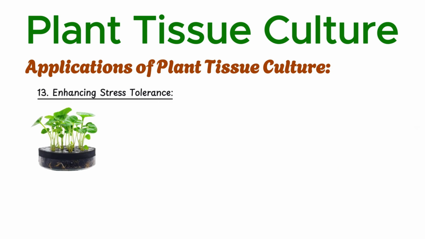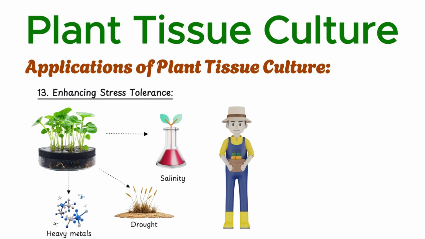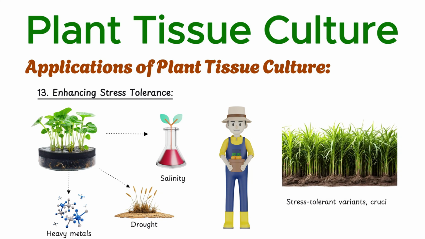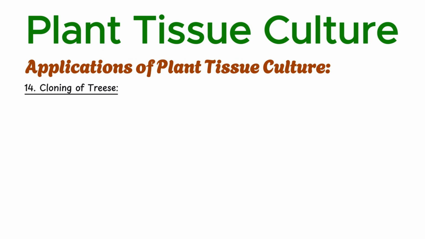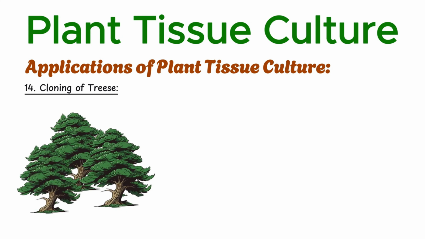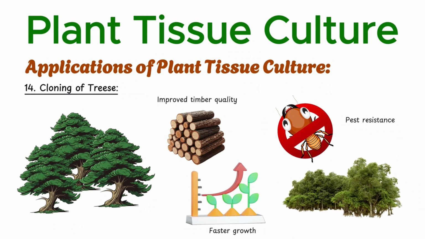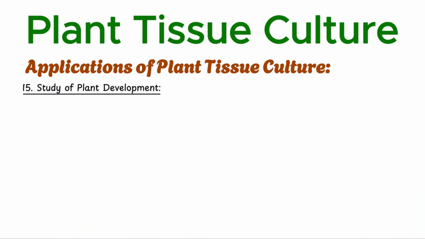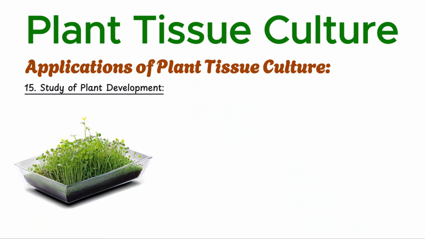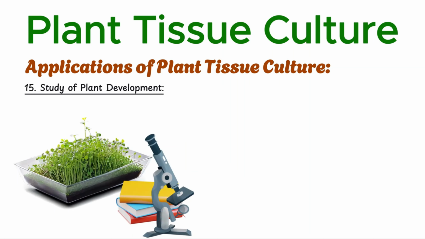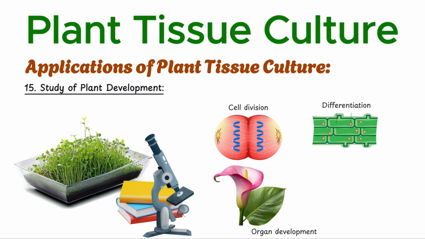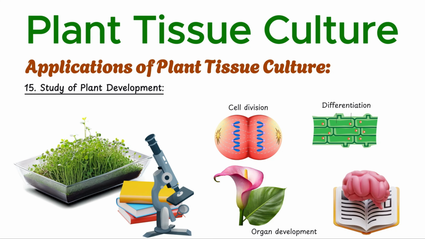By culturing plant cells under stress conditions such as salinity, drought, or heavy metals, researchers can select and propagate stress-tolerant variants, crucial for adapting crops to changing environments. Tissue culture allows the cloning of trees with desirable traits like improved timber quality, pest resistance, or faster growth, supporting sustainable forestry practices. Lastly, tissue culture provides a controlled platform for studying fundamental plant processes, including cell division, differentiation, and organ development, advancing our understanding of plant biology.